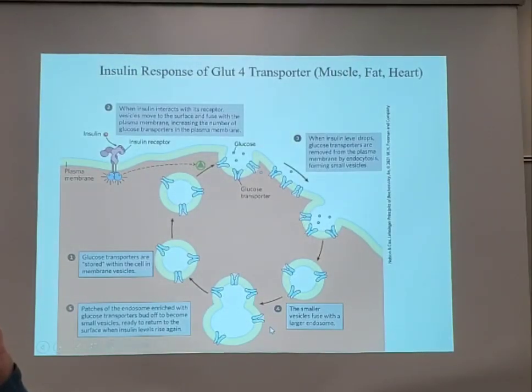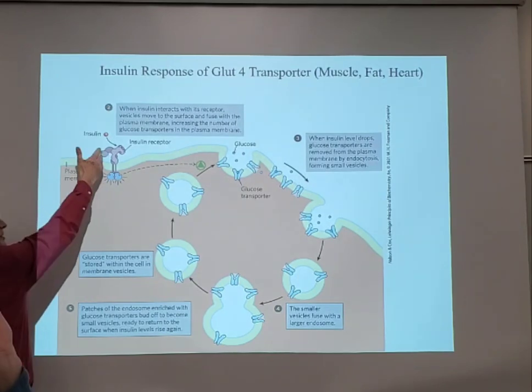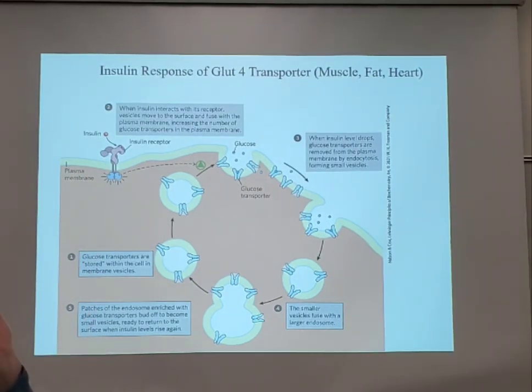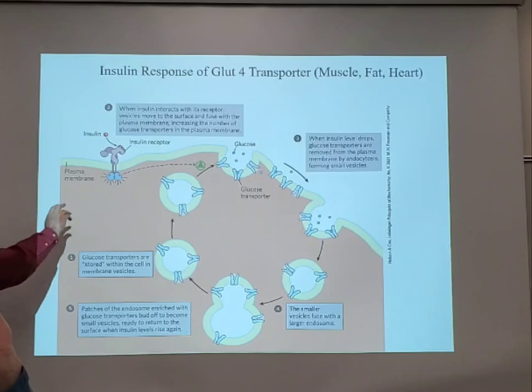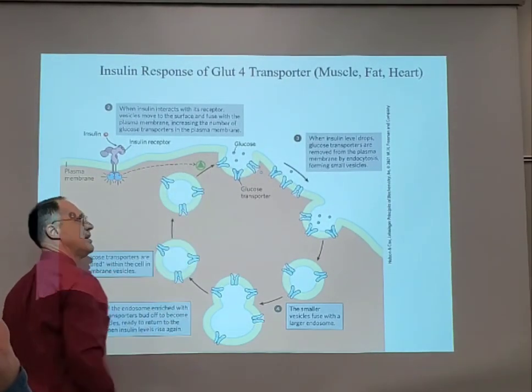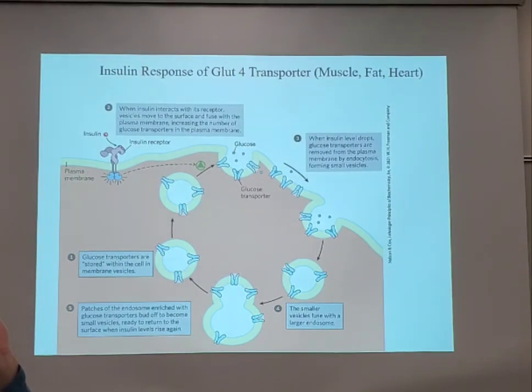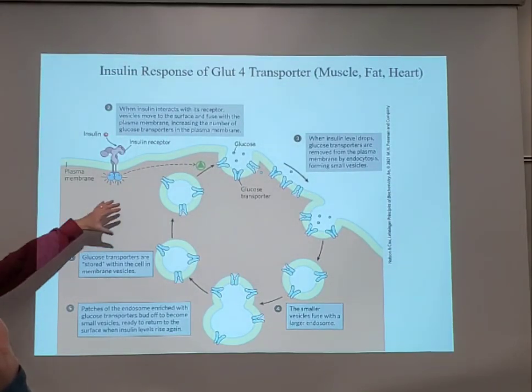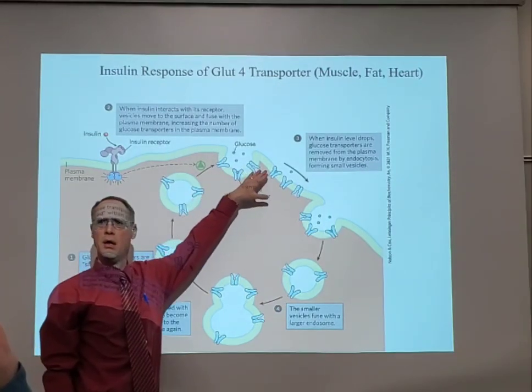So here comes a GLUT4 transporter that you just saw. In muscle, fat, heart, insulin receives a message. We'll talk about this in the next chapter. This is a tyrosine kinase. It's actually phosphorylating something. It's causing a reaction where the GLUT transporters are moved from this vesicle to the membrane.